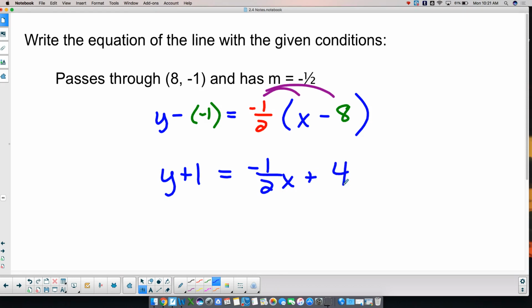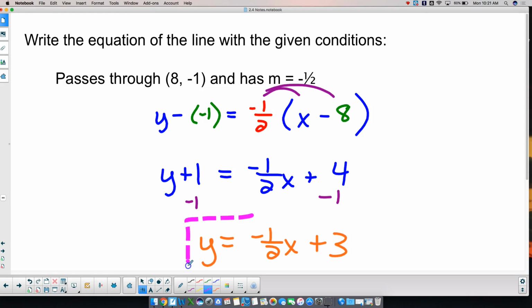It does not say which form to go into, so I'm going to put it in slope-intercept form. Subtract 1, that gives me y equals negative 1/2 x plus 3. Standard form would be x plus 2y equals 6.